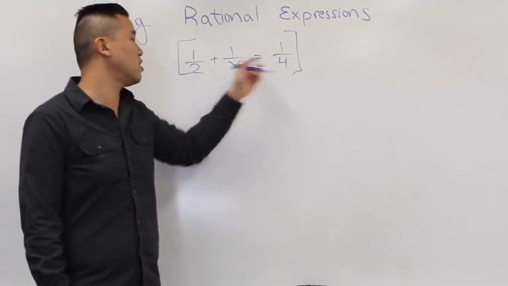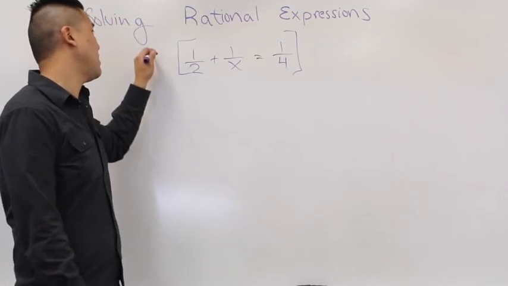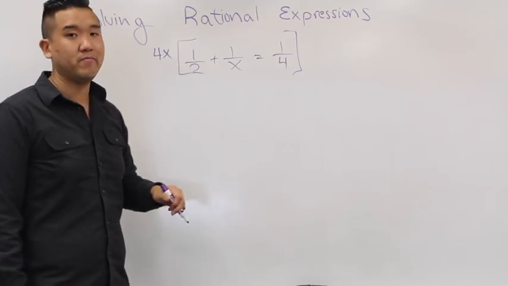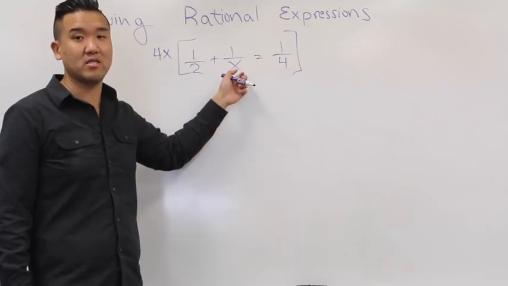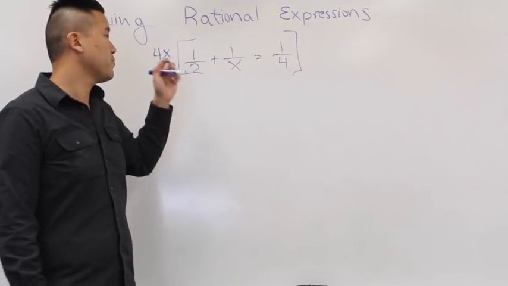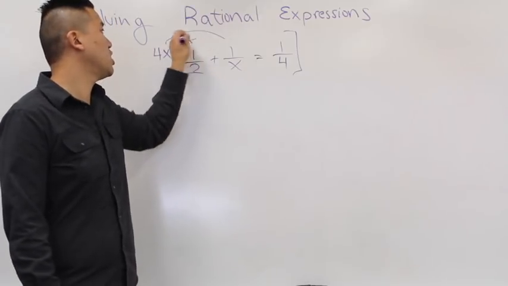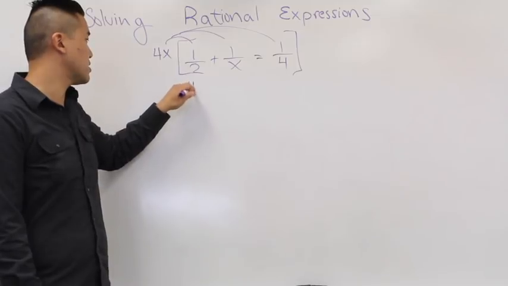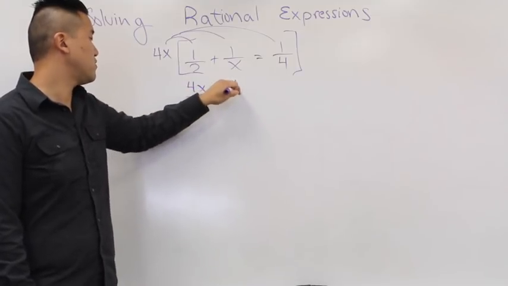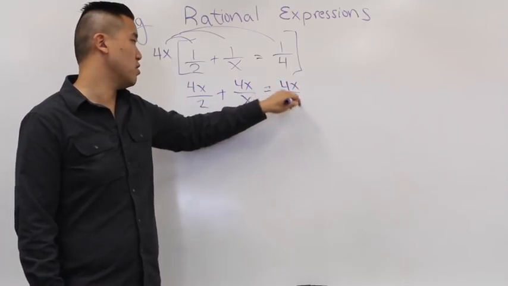So 2x and 4, what is my common denominator? So it's actually going to be 4x. 2 and 4, my least common denominator is 4, and I also need this x there. So it's 4x. Step 3 was distribute to each value. So if we distribute, we get 4x over 2 plus 4x over x equals 4x over 4.